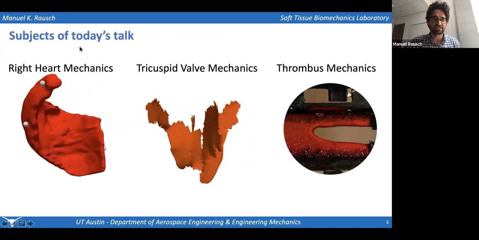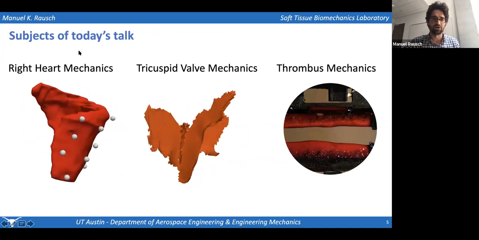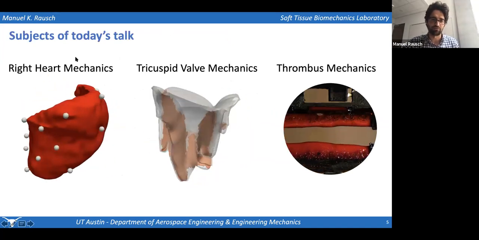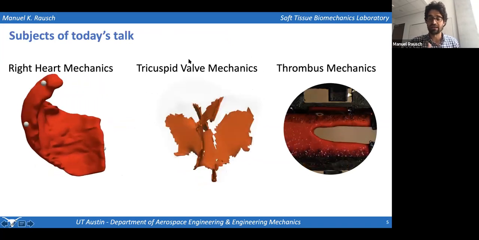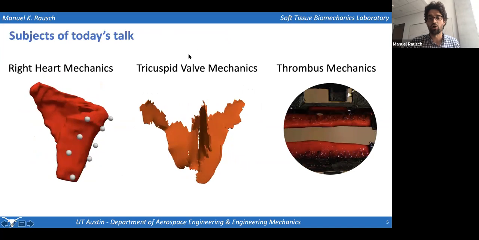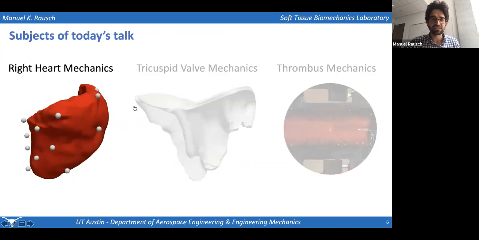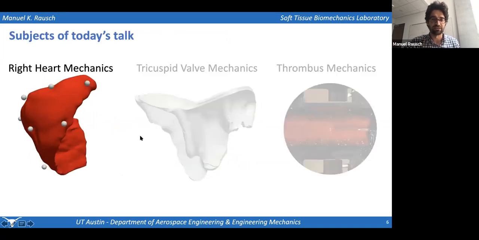So the subject of today's talk are these three projects that I work on: right heart mechanics or right ventricular mechanics, tricuspid valve mechanics, and thrombus mechanics. So we combine imaging and experimentation to do modeling work. And I'll start with talking about the right ventricle.